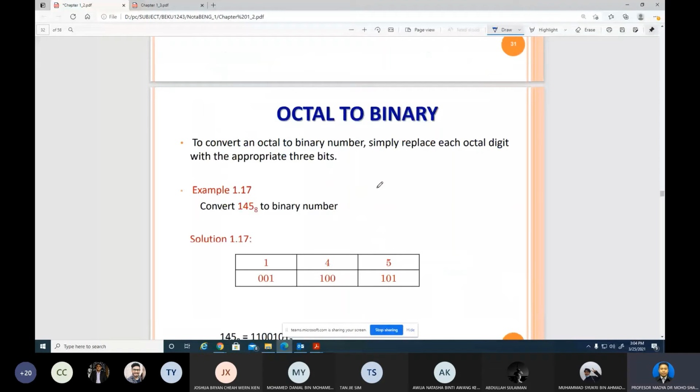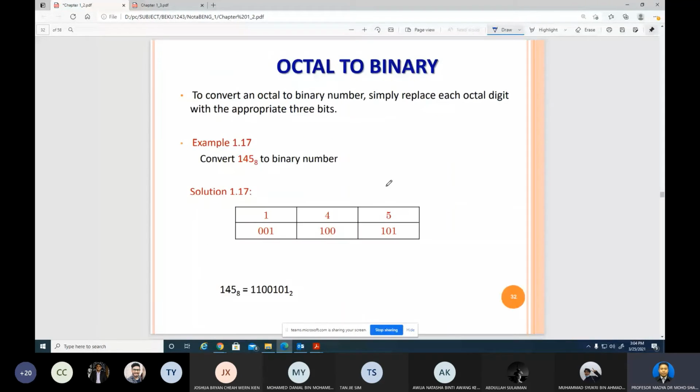Right, so this one is from octal to binary. To convert octal to binary, simply replace each octal digit with the appropriate 3 digits. I already explained this before. Just split by 3. For example, you can split here, and then this one converts into binary, this one converts into binary, and this one converts into binary, and then you combine. So that is the final answer.